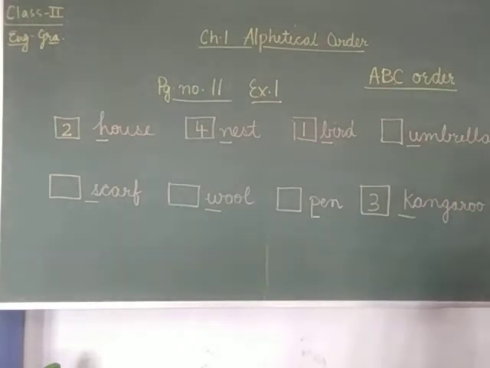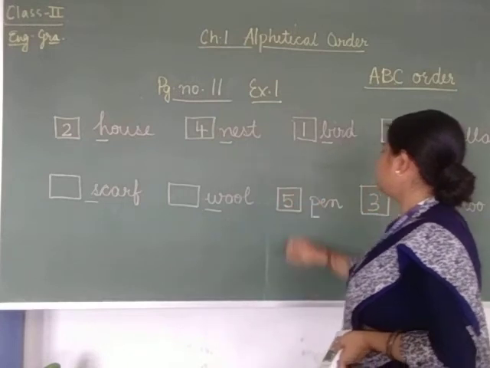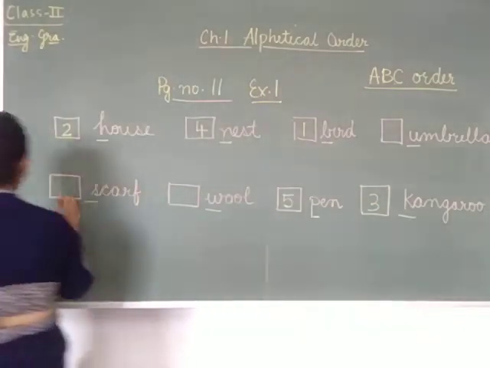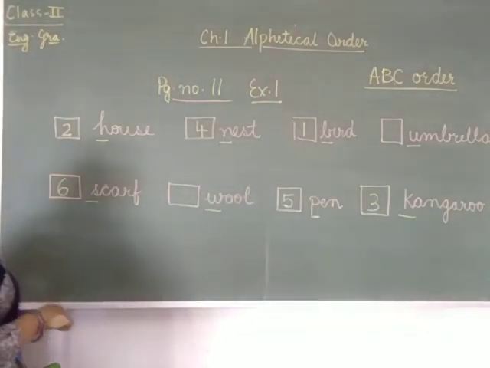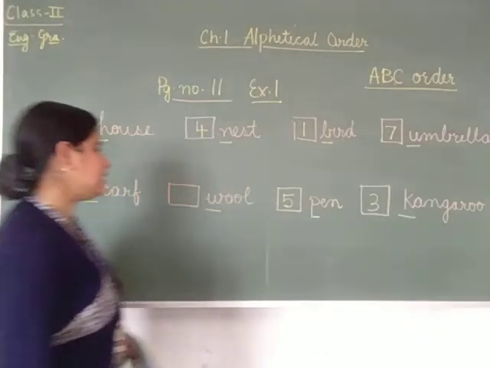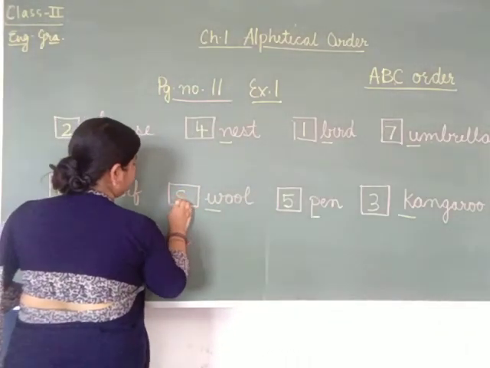N, O, P. P is the fifth one. P for pen is the fifth one. And again after P, P, Q, R, S. S is the sixth one. S for scarf. Got sixth position in alphabetical order. After S, T, U. U is at number 7. And at last W for wool is at number 8.